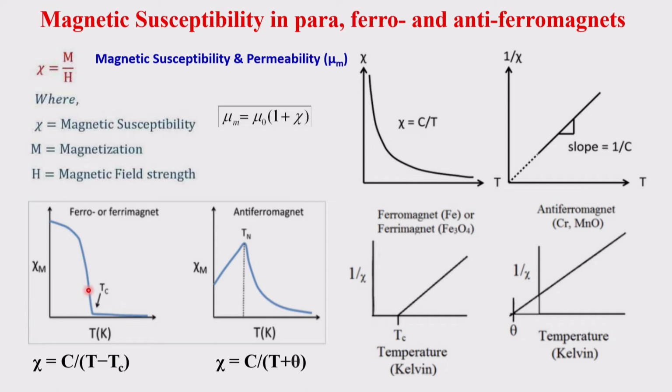Now for the ferromagnetic, you can see the 1 by chi curve is a straight line. In the case of paramagnetic it goes through the origin, but in the case of ferromagnetic it does not go through the origin; it intersects the x-axis, which is your temperature axis, on the positive side.